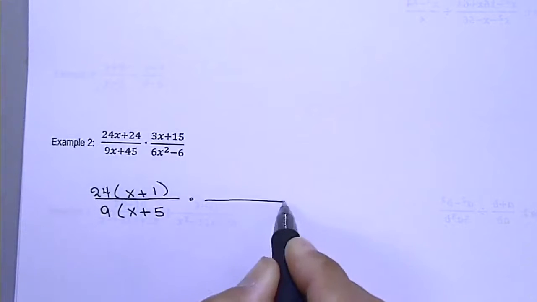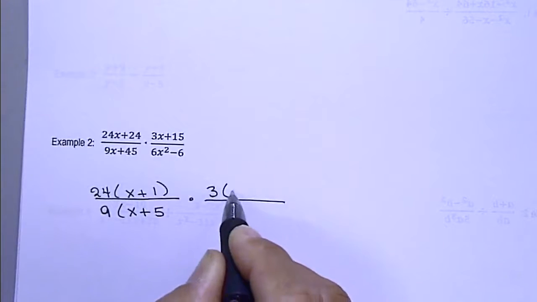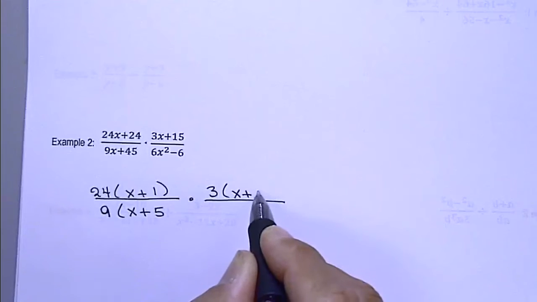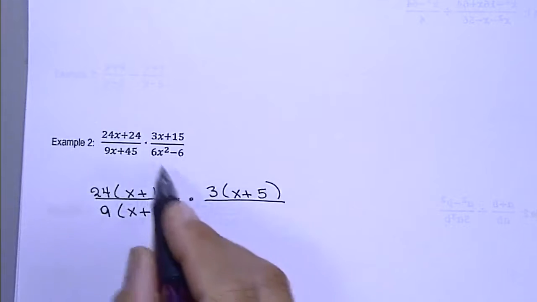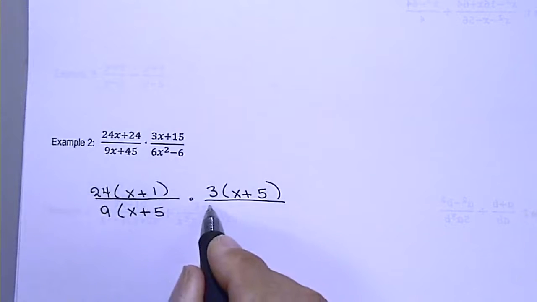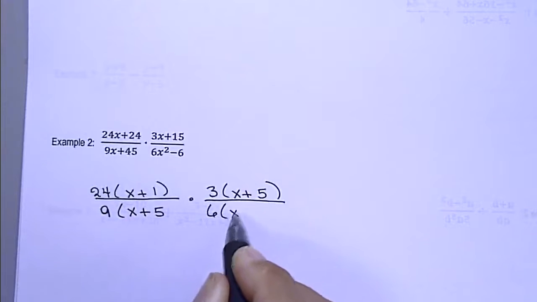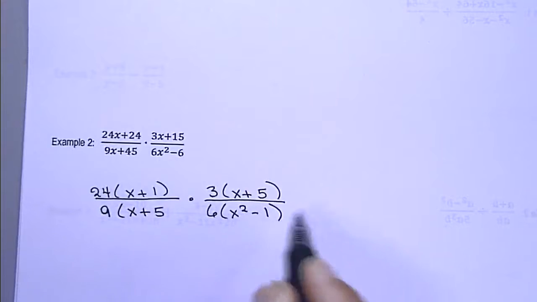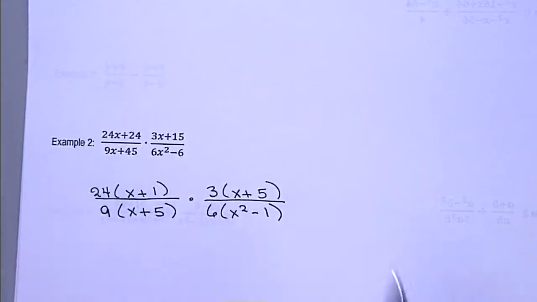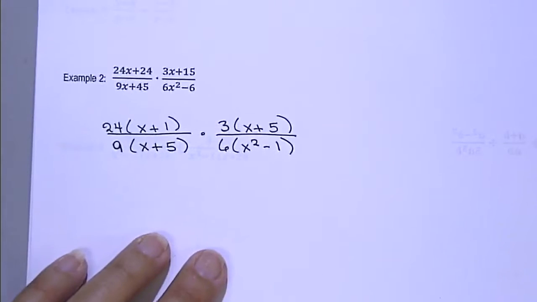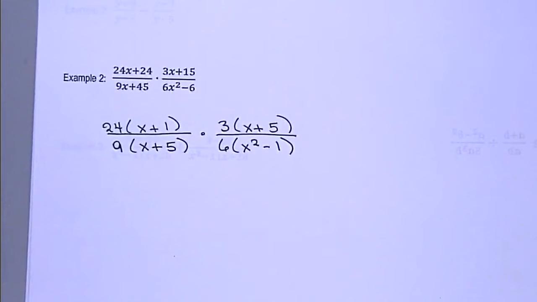Over here, I see a GCF of 3. What's left is x plus 5. And down here, I'm going to say, okay, that's going to bring out a GCF of 6, x squared minus 1. Now, I'm not going to stop this until I have factored everything. Listen to this word, completely factored. Am I through factoring?